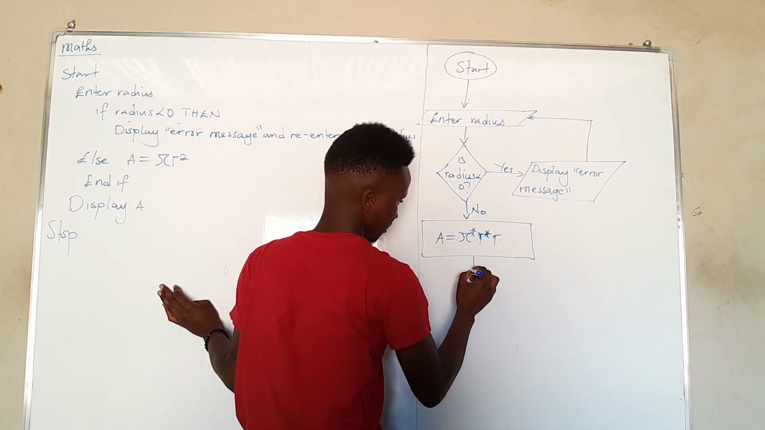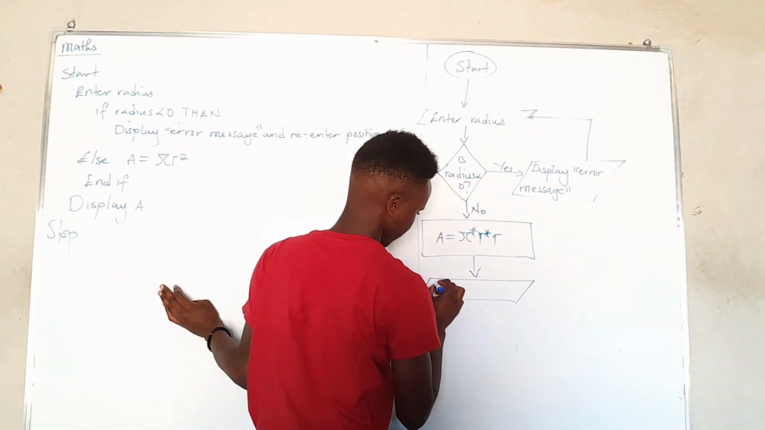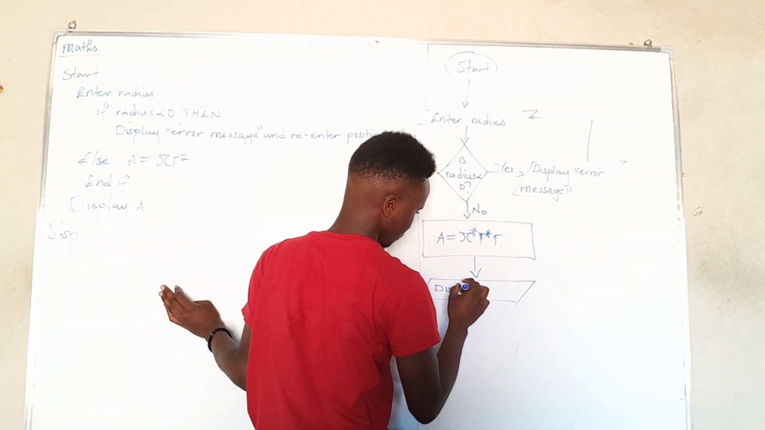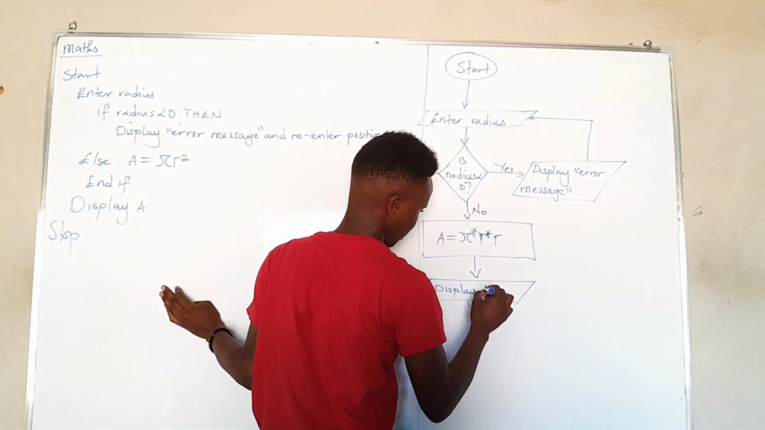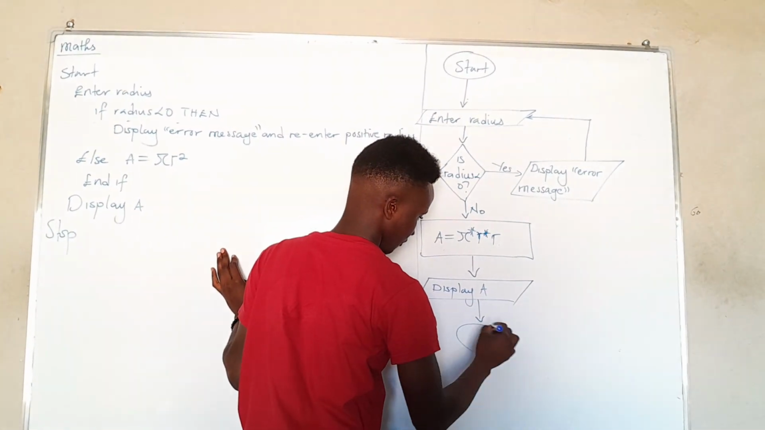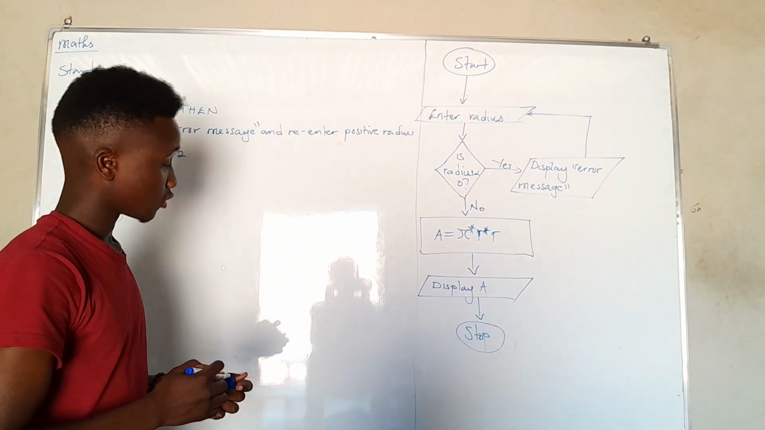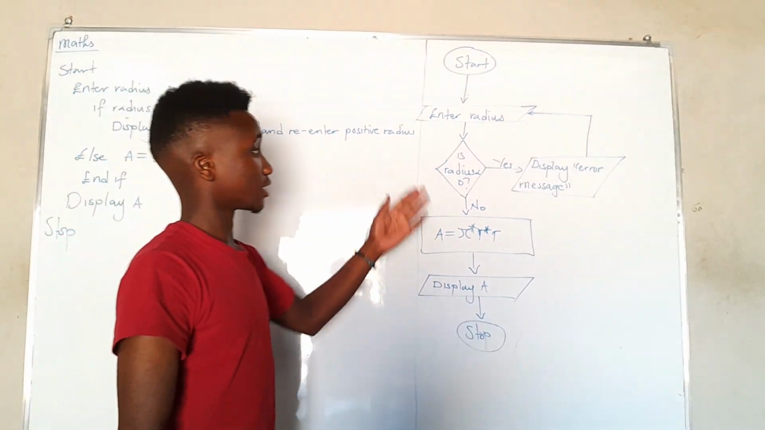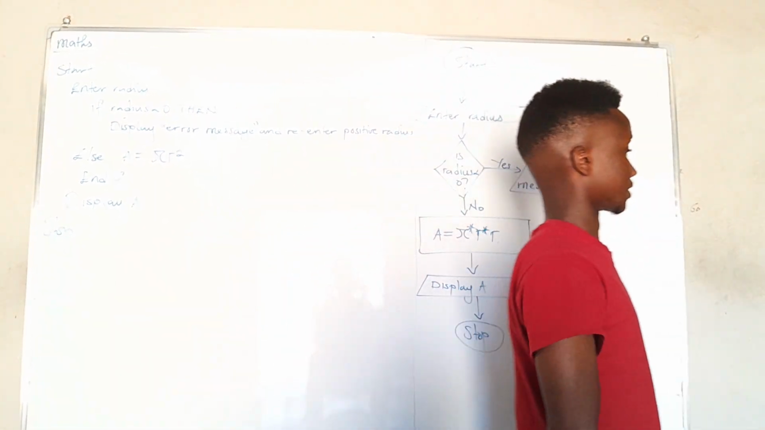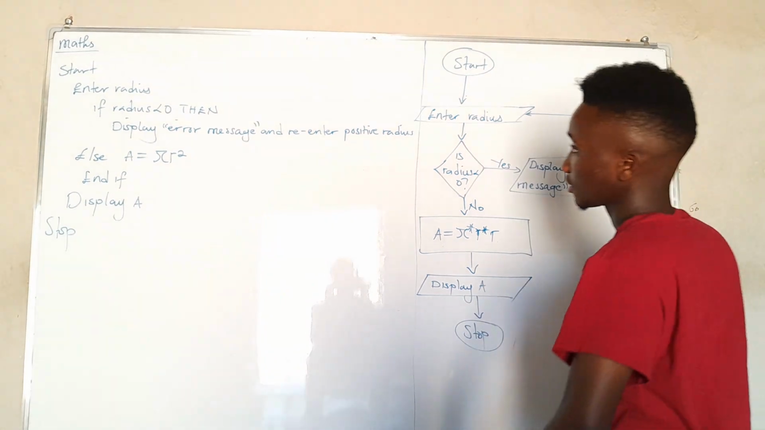Then display A. So we are going to draw again our parallelogram to display A. So display A. Alright, then finally we stop. So that's, I think, a new thing that you are able to observe, where we are told to re-enter positive radius. So you can put the arrow there or on top, it's well and good.